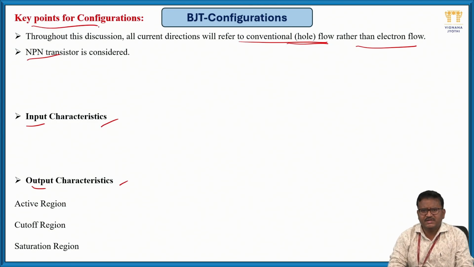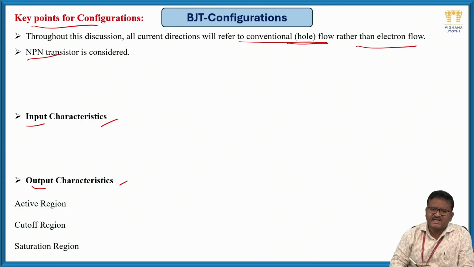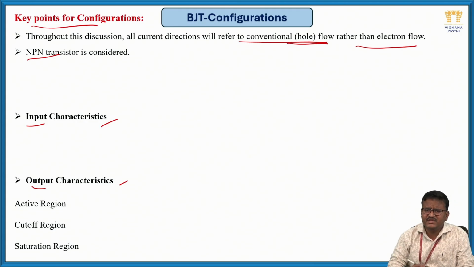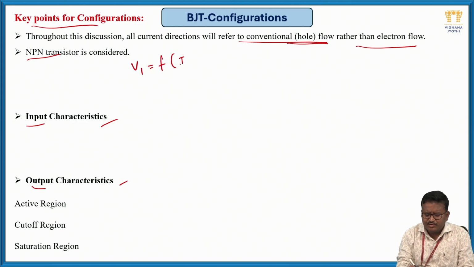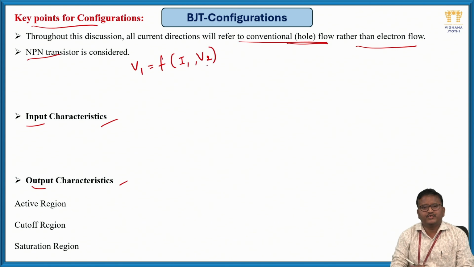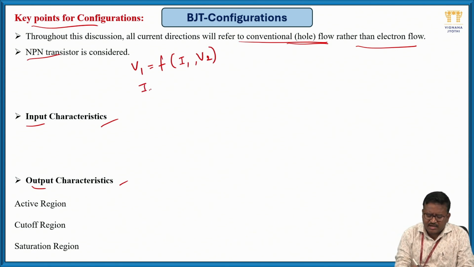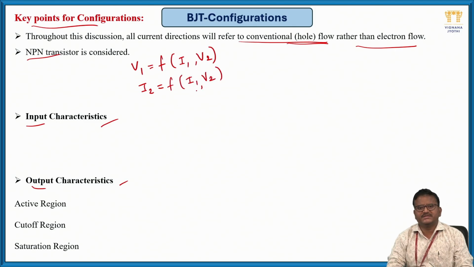I'm telling you the key points. What are the points here? These characteristics are to be determined in line with the H parameters. What are H parameters? We write input voltage as a function of input current and output voltage. Likewise, output current can be written as a function of input current and output voltage.